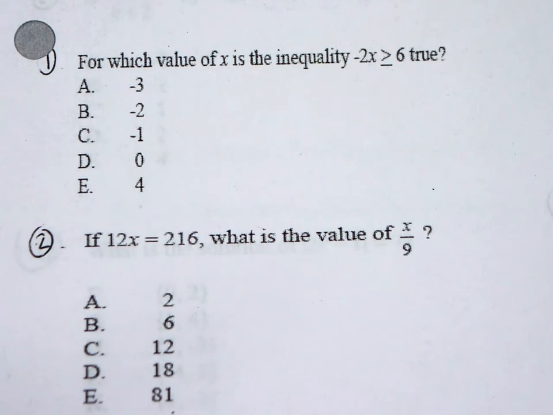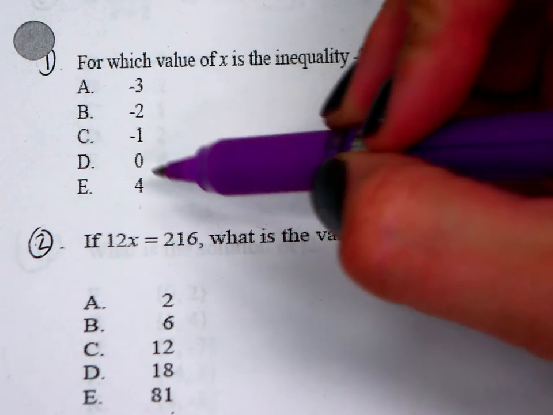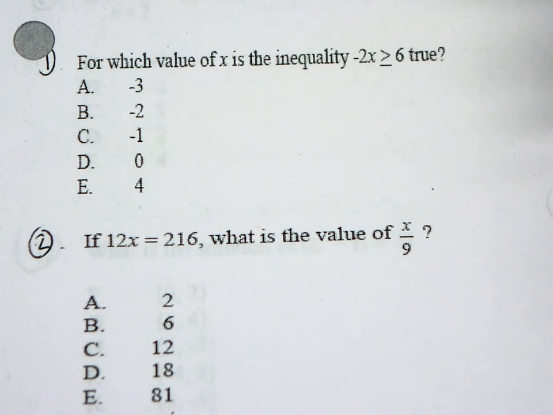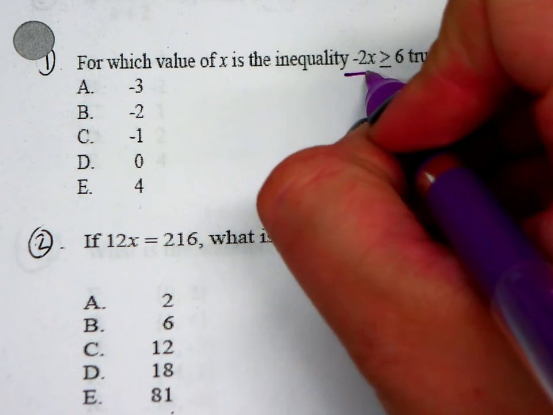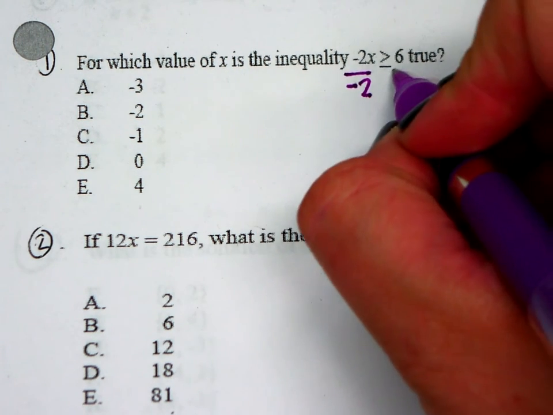So this one says, for which value of x is the inequality negative 2x greater than or equal to 6 true? Now, you could do one of two things. You could plug in your answer choices, but a lot of the times solving the inequality is a little bit faster. So the first thing I'm going to do is divide both sides by negative 2.